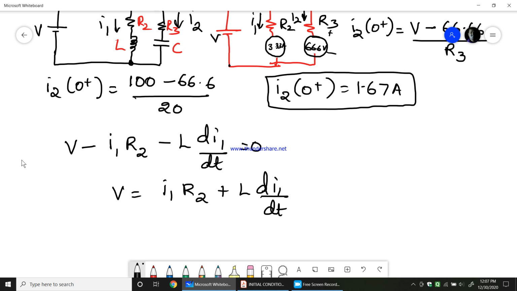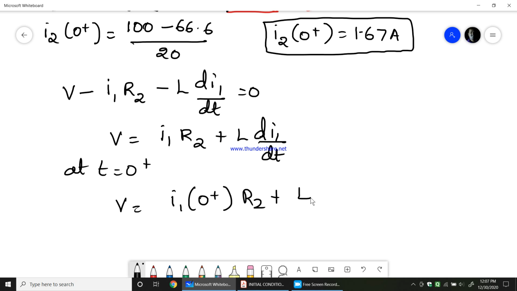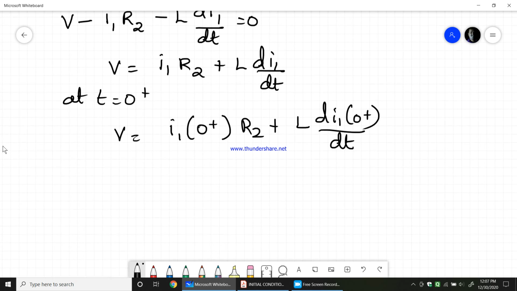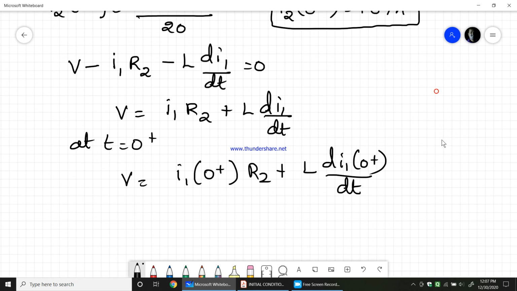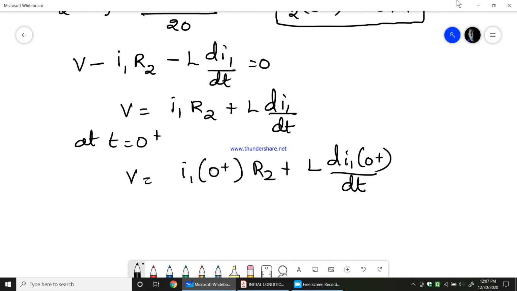Now if I say what is at t equals 0 plus, V would be equal to I1 of 0 plus into R2 plus L into dI1 of 0 plus by dt. So this would give me, we have found I1 of 0 plus, we know V, we'll find out dI1 of 0 plus by dt. So I1 of 0 plus is 3.33 into R2 and V is what? Let us see R2 and V and L.